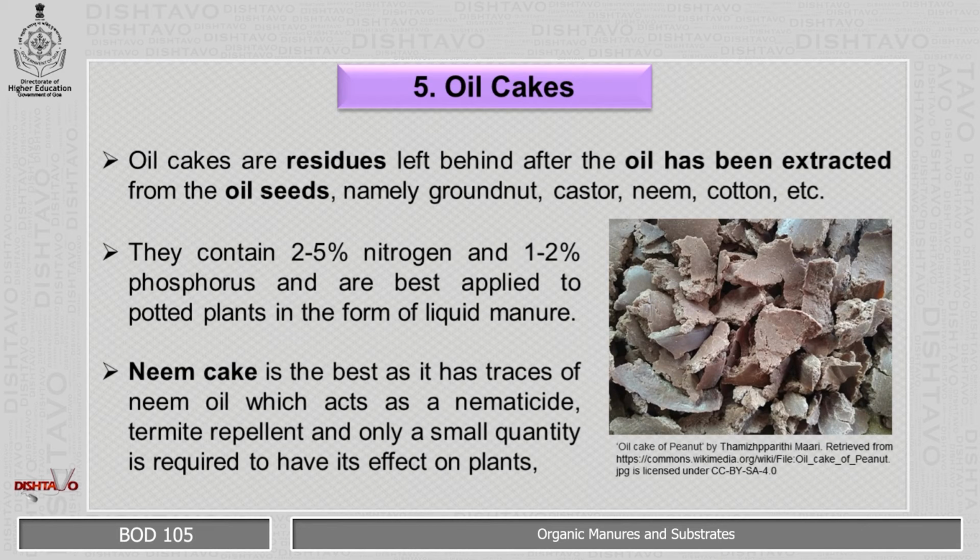Oil cakes. Oil cakes are residues left behind after the oil has been extracted from the oil seeds, namely groundnut, castor, neem, cotton, etc. They contain 2 to 5% nitrogen and 1 to 2% phosphorus and are best applied to potted plants in the form of liquid manure. Neem cake is the best as it has traces of neem oil which acts as a nematicide, termite repellent, and only a small quantity is required to have its effect on plants.